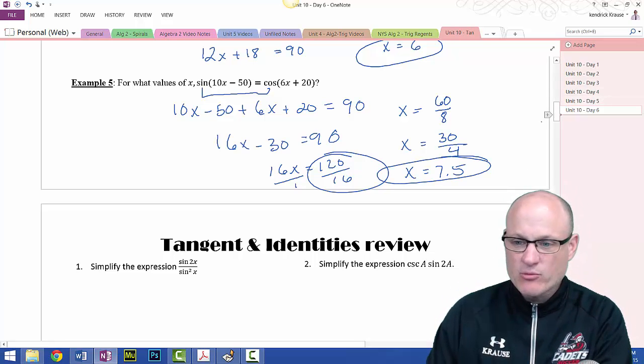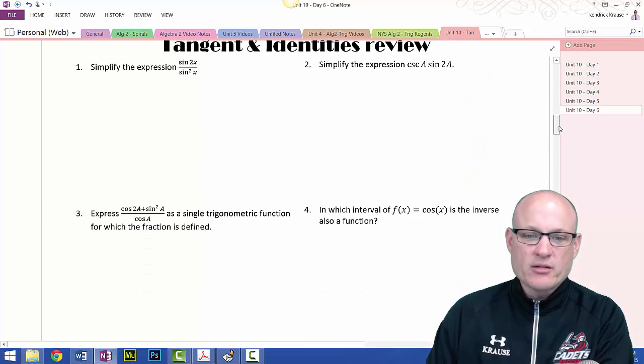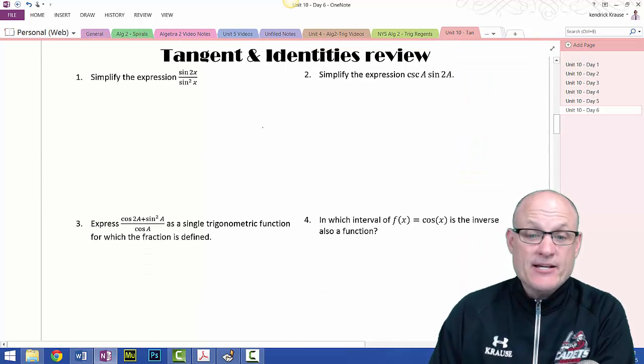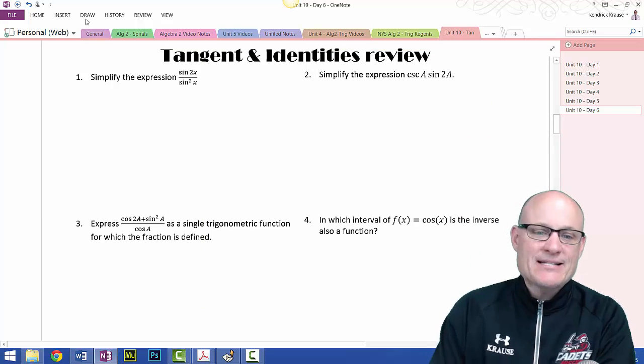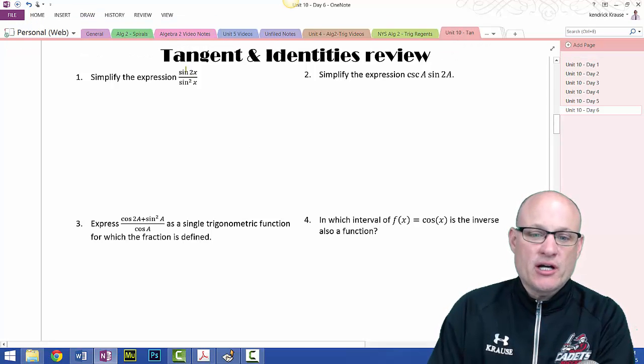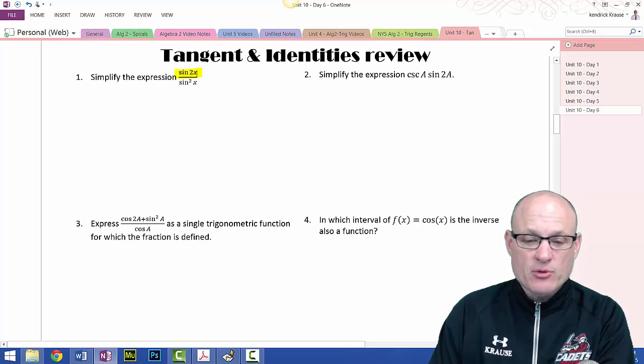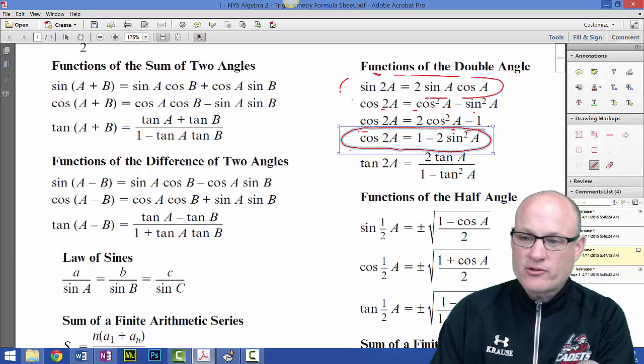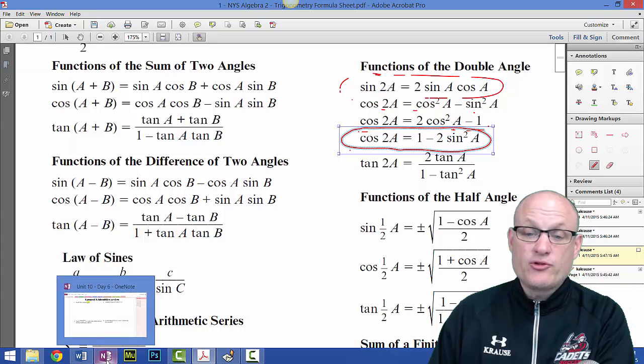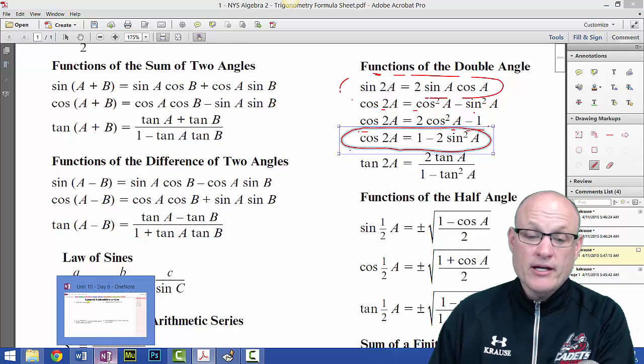All right, let's start review. All kinds of random review. Simplify the expression. What did I tell you guys when you see a double angle? Oh yeah, you have to replace it. If you don't know what it is, you go over to your formula sheet. I was going to close this because it's still a mess from the last time I used it. But that's all right. Leave it up. And hopefully you remember that it's equal to 2 sine A cosine A.